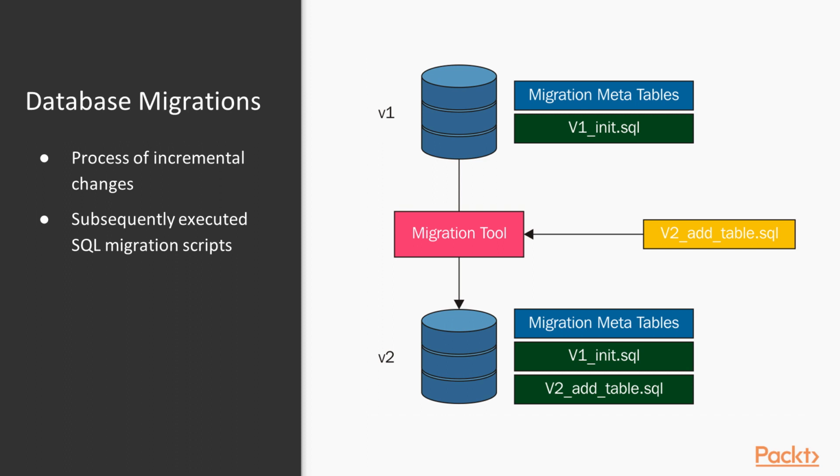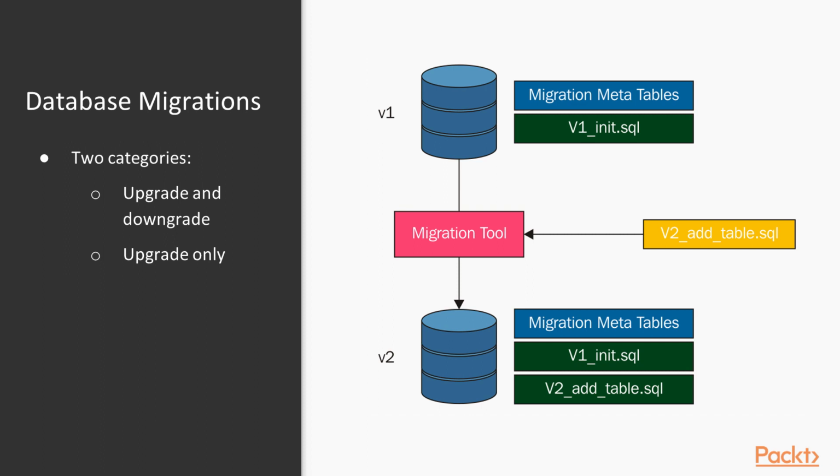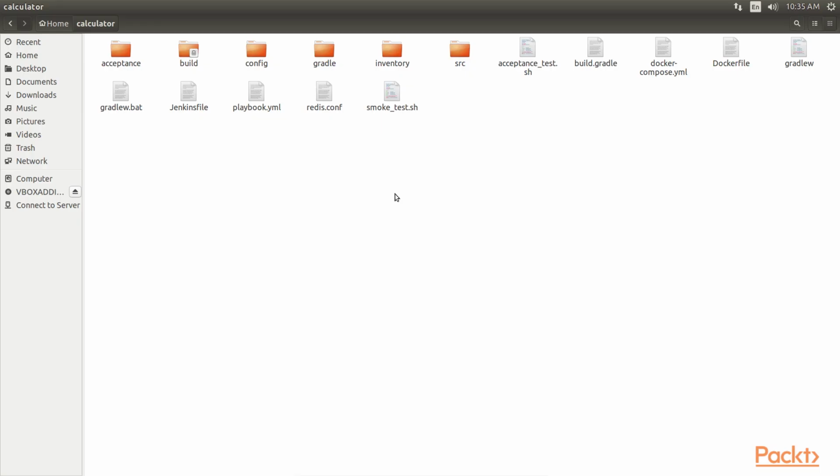Migration tools and the strategies they use can be divided into two categories: upgrade and downgrade, and upgrade only. Let's use Flyway to create a database schema for the Calculator web service. We show how to use the SQL database and Flyway in 3 steps. The first step is configuring Flyway.